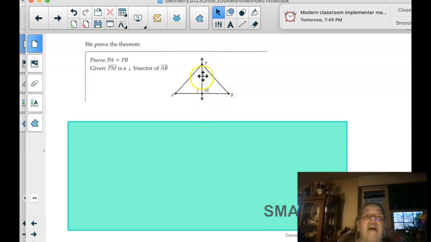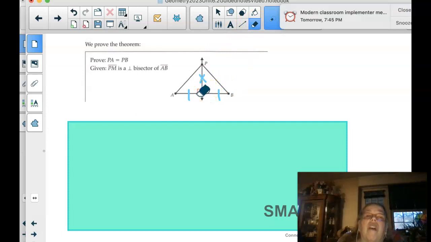We're given PM is Percy the perpendicular bisector of AB. What does that tell me? Perpendicular, I have 90-degree angles. Bisector cuts it into two equal halves. Now you notice two triangles, yes? Which side is this in? Both sides, yes. Let's look at that.